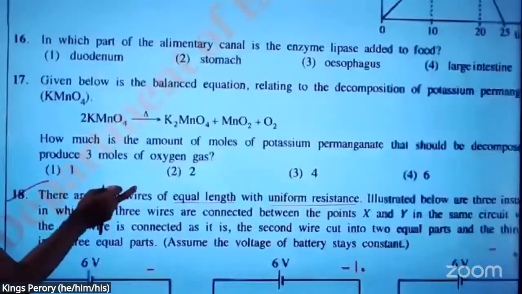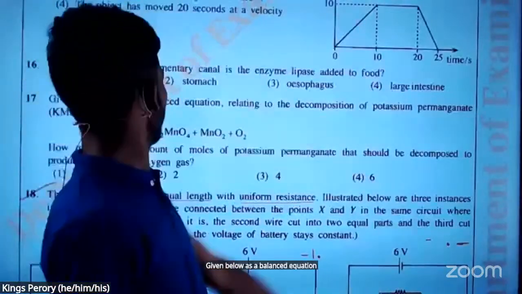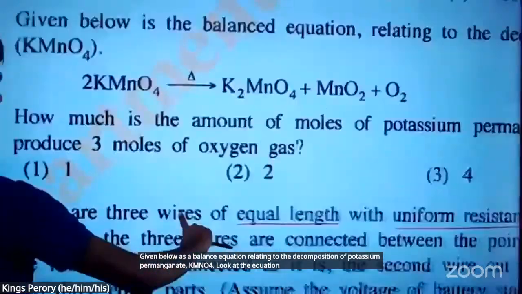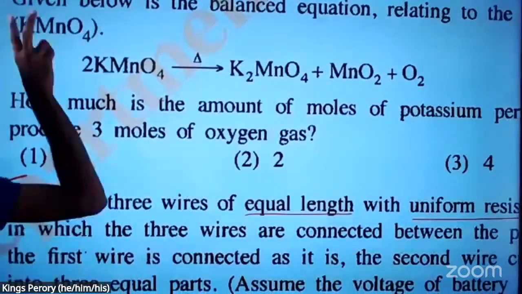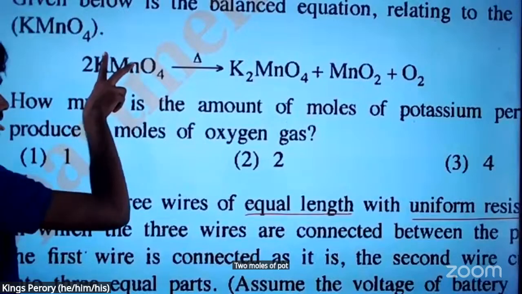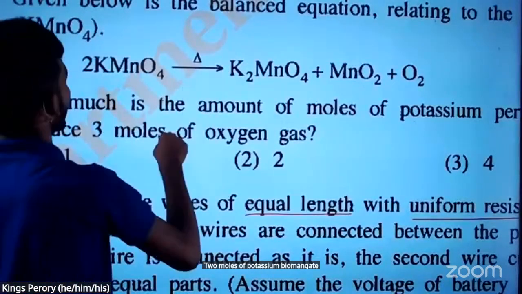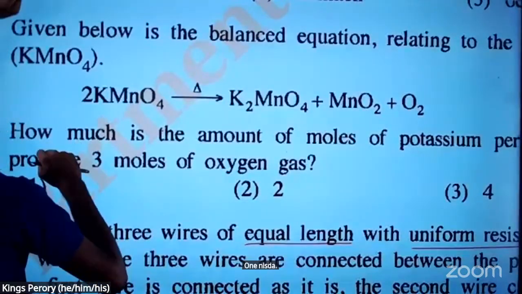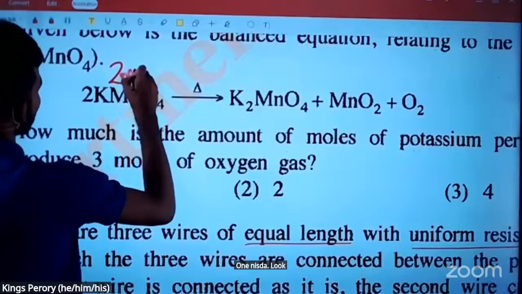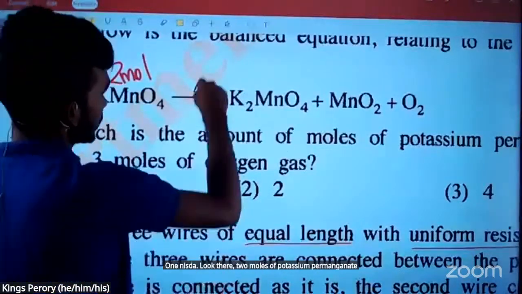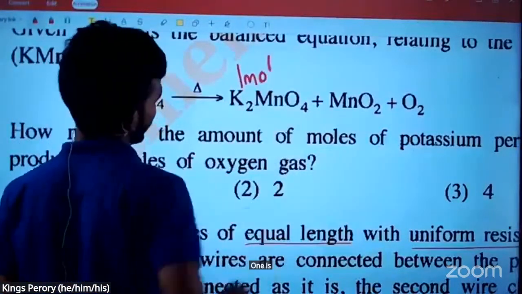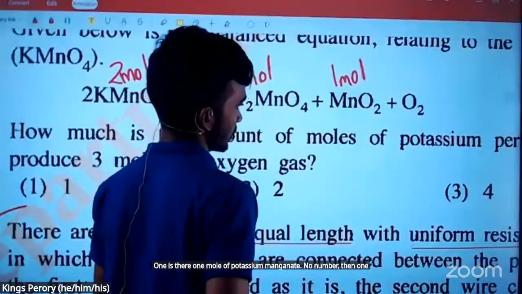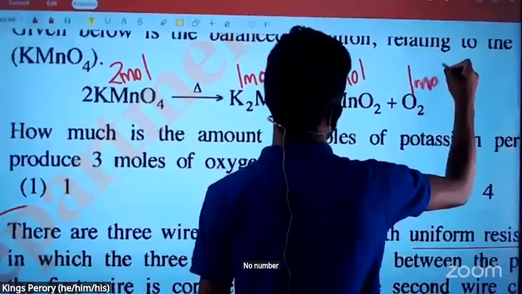Given below is a balanced equation relating to the decomposition of potassium permanganate, KMnO4. Look at the equation. 2 moles of potassium permanganate decompose to form 1 mole of potassium manganate, 1 mole of manganese dioxide, and 1 mole of oxygen. No number means 1.